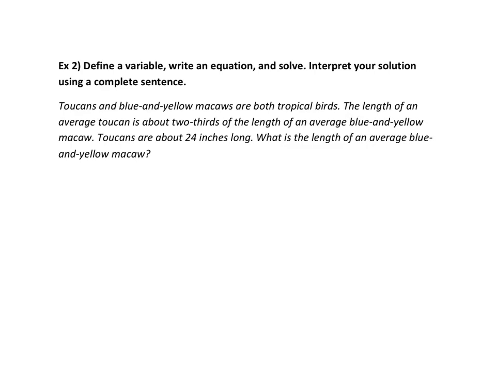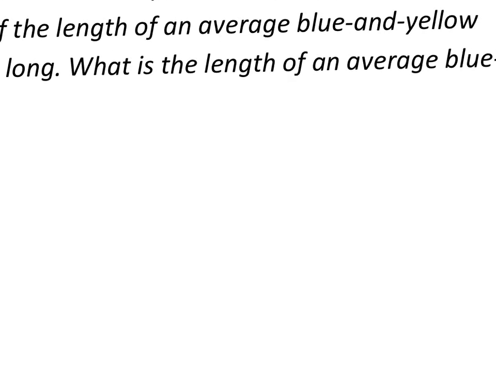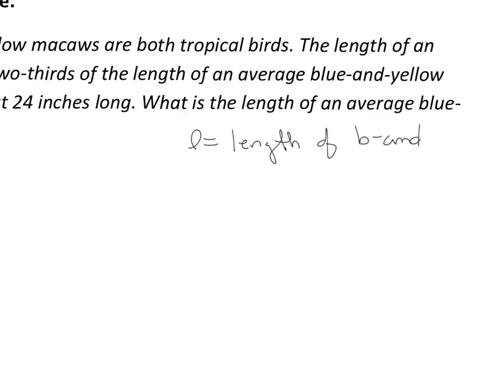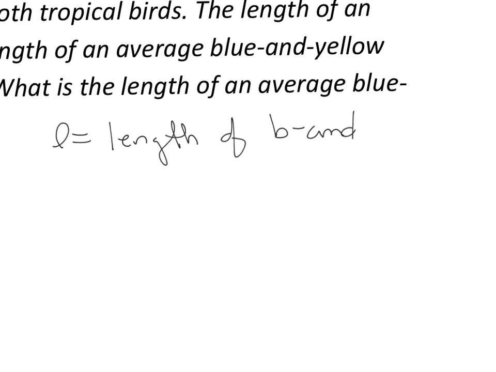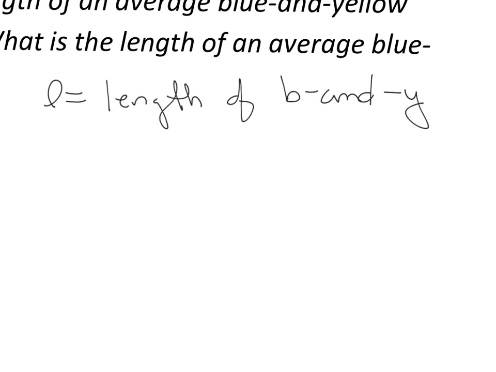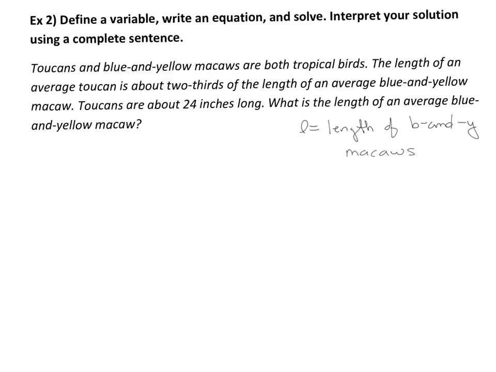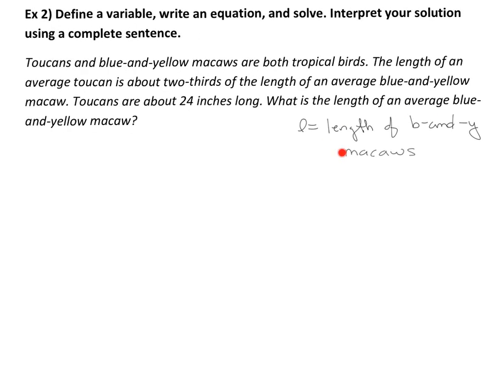All right, so first thing we're going to do is we're going to define our variable. So I'm going to define it. I'm going to put L, and that's going to be length of blue. I'm going to abbreviate here. And what was that? Blue and yellow. Blue and yellow. Okay. And then what kind of bird? Shoot. Macaws, sorry. Okay? All right, so now that's defining the variable. That's what I'm looking for. And remember, we've talked about be very specific here. The more specific you are, the better off you are.